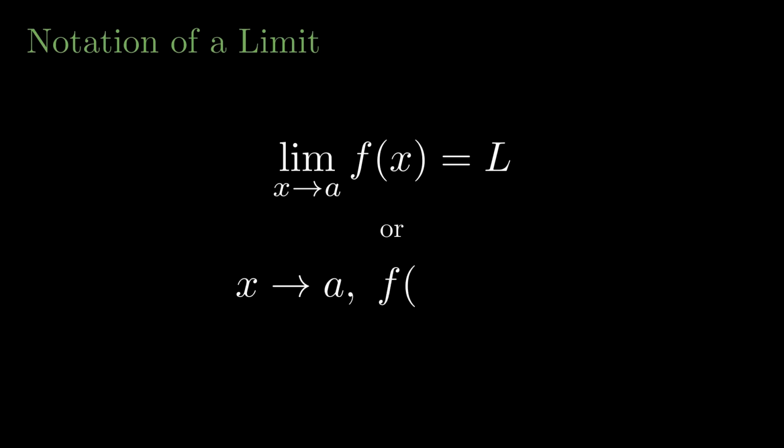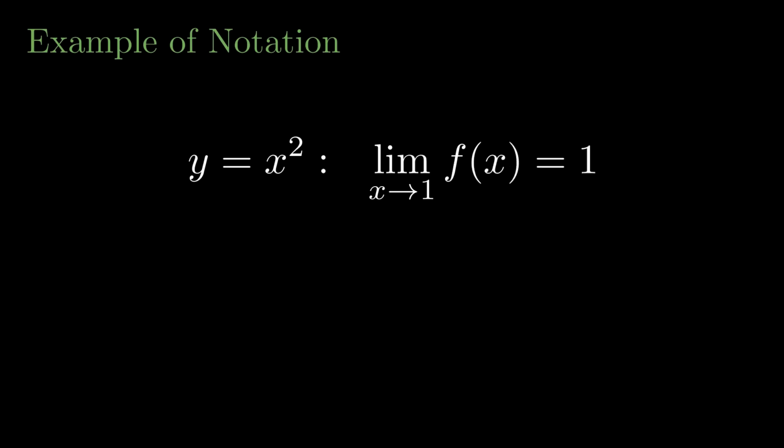Let's see how limits are noted. We can write the limit of f(x) as x approaches a equals L. Or, alternatively, f(x) approaches L as x approaches a. For example, for the function y equals x squared, we state that the limit of f(x) as x approaches 1 is 1. Or, we say that f(x) approaches 1 as x approaches 1.